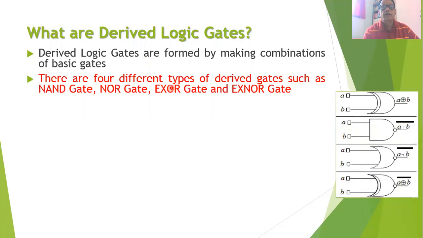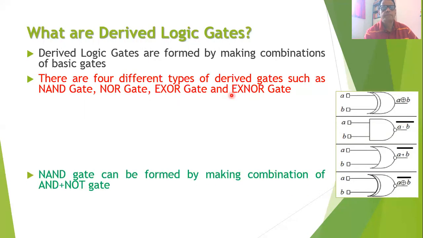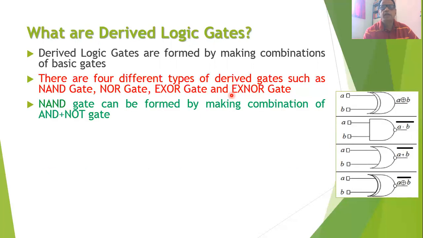You will find that there are four such different types of derived gates that we can obtain by using the basic gates. And they are being called as the NAND gate, NOR gate, exclusive OR gate or XOR gate, and exclusive NOR gate or XNOR gate. You will find that the NAND gate can be formed by making the combination of AND gate and NOT gate. So in this diagram, you will find that the gate that is being shown is a NAND gate.